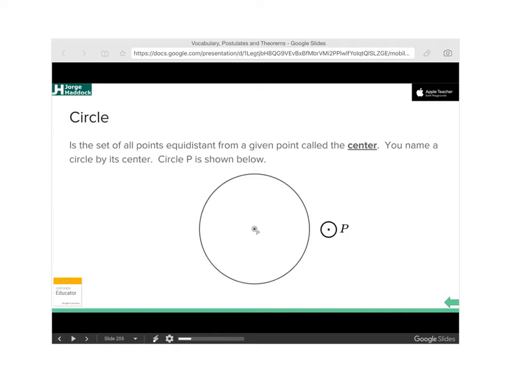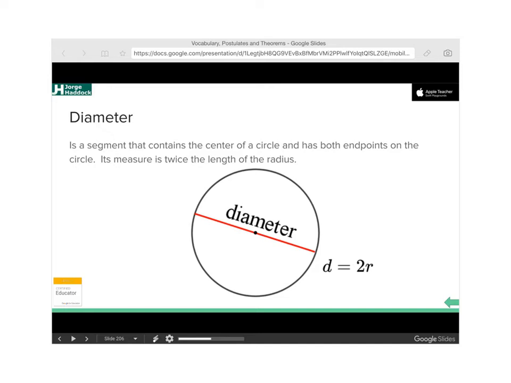Hi. So in this video, we're going to be working with the circle. As you know, a circle is a set of all points equidistant from a given point called the center. And we name a circle by its center. For example, in this case, we have circle B. And the diameter is a segment that contains the center and passes through the center, and its endpoints are on the circle.